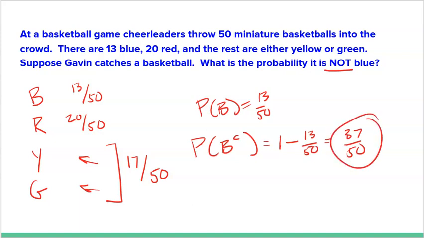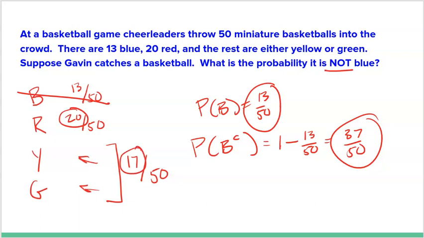So again, there are 2 ways I can answer this question. I could just count the blues. 13 are going to make Gavin happy if he catches it. 13 out of 50 are blue. That means that 37 are not blue, which is what the question asked for. Or I could do the subtraction to get that. Or I could simply say, hey, I don't want blue, so let me add up everything else. 20 red, 17 yellow and green. There's my 37 that are not blue.